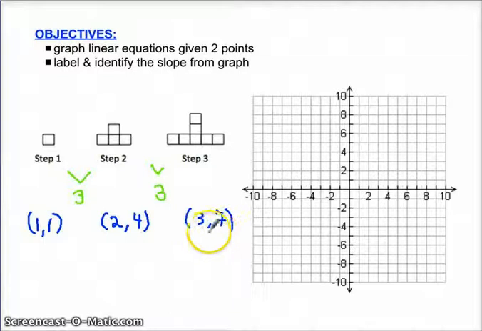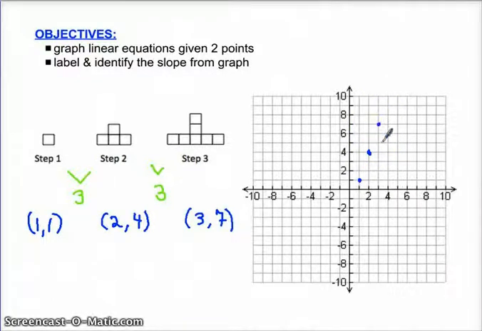Now, in order to graph this, we'll plot these points. So we'll start with 1, 1. We'll go over 1 on the x, up 1 on the y, and make our first point. The second point, we will go over 2 for x, up 4 for y, and plot the second point. And then the final point is over 3, up 7.